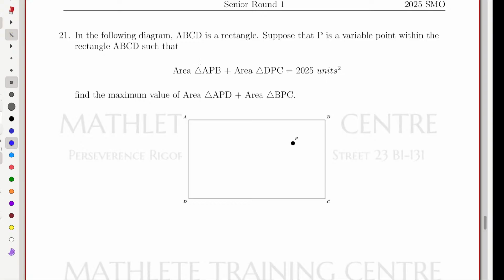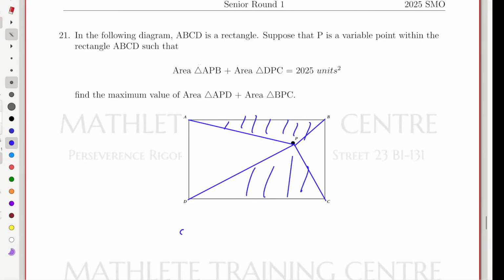They say that you have a rectangle here, and the areas of triangle APB and triangle DPC add up to 2025. Obviously, the areas of the other two will also add up to 2025 because the shaded region is half of the rectangle. So that's it. The other half is also 2025. So I don't know what this question is doing here.